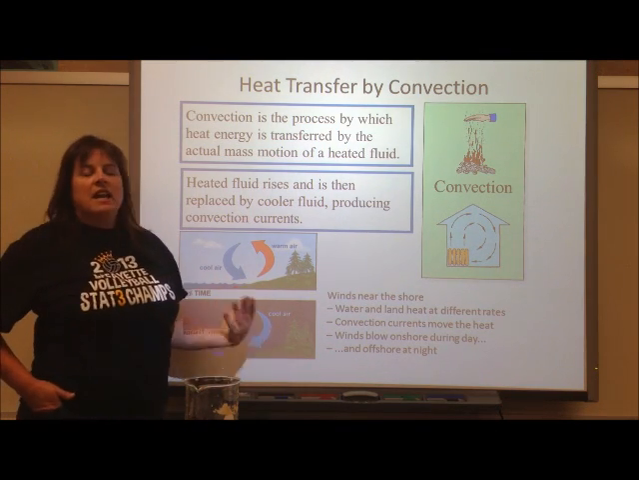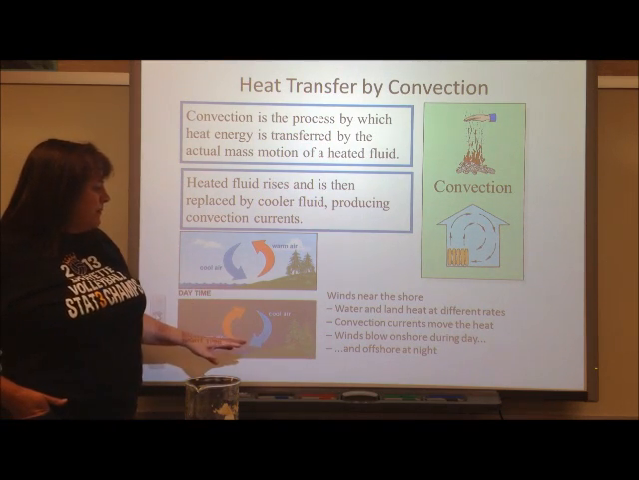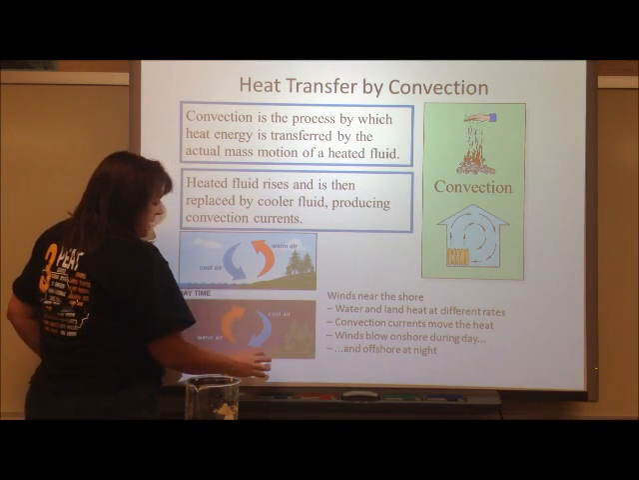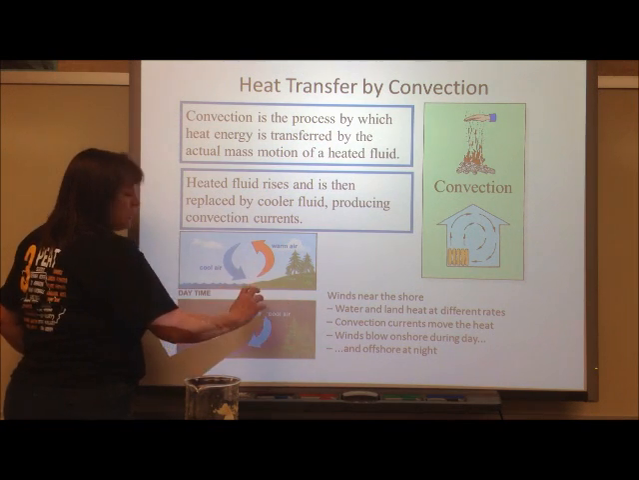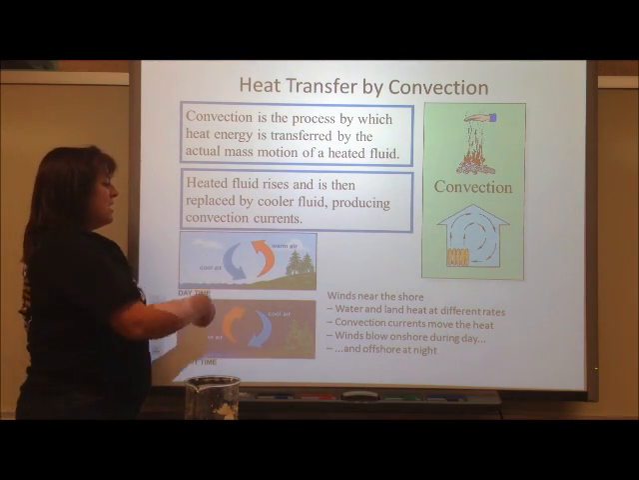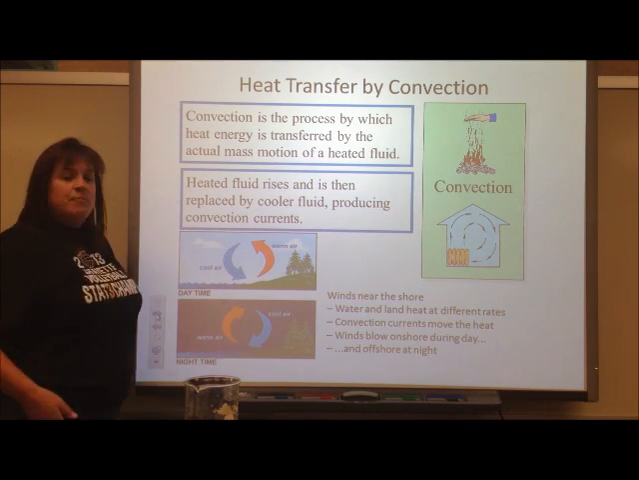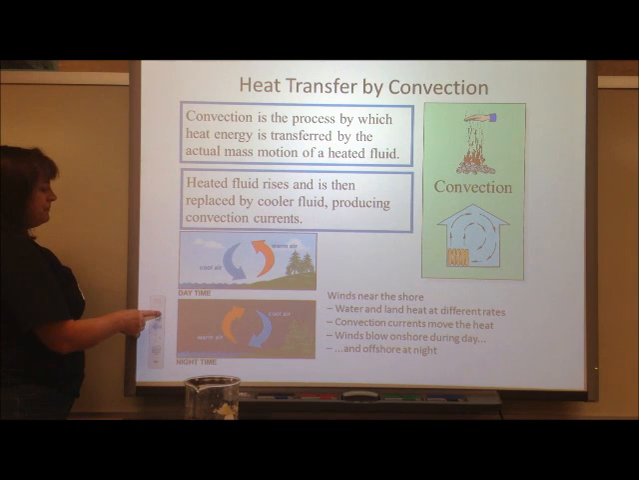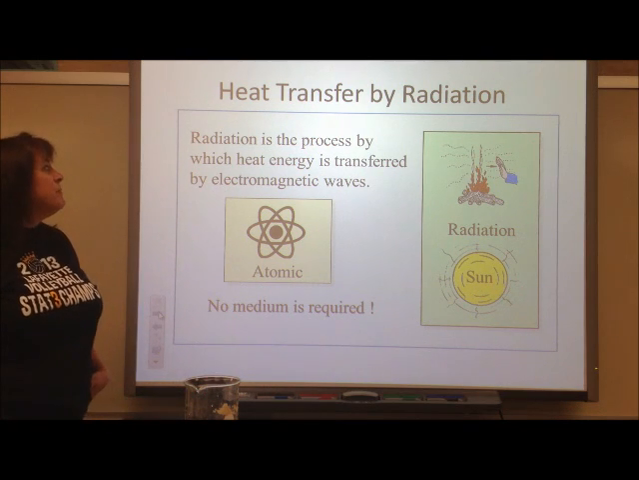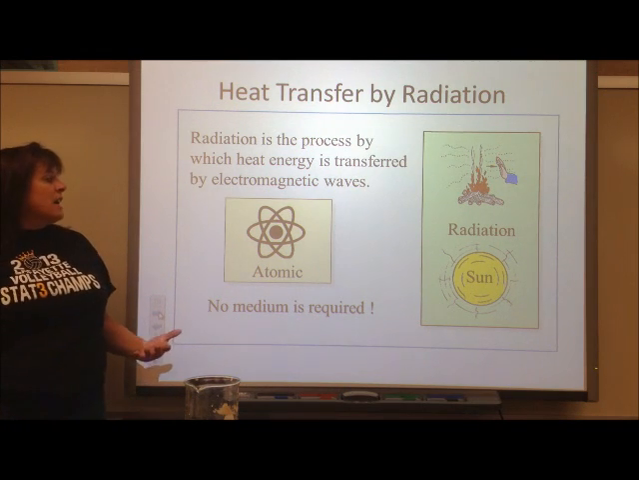Now, at night, again, because the specific heat of the ground is much lower than the water, it will decrease in temperature a lot quicker, and so we end up getting warm air rising over the water, replacing the cold air over the land, and now we get a breeze that goes from the shore onto the water. So the direction of the wind by a water-land boundary changes during the day due to these convection currents. The last type of heating is heat transfer through radiation. Radiation is the process of heat transfer by electromagnetic waves.